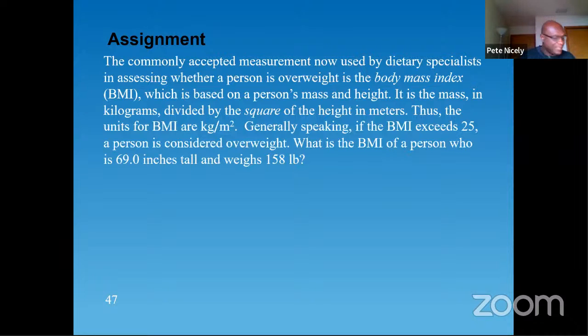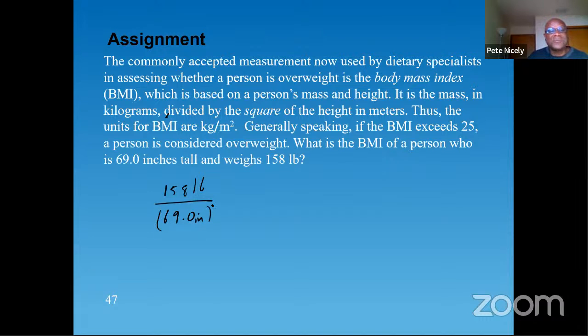Okay, so basically, to solve this particular problem, the first thing I would do is, let me get to my writing function here. What I would do is take the mass of the person, 158 pounds, and divide it by the height of the person, which is 69.0 inches, and I would square that, all right?